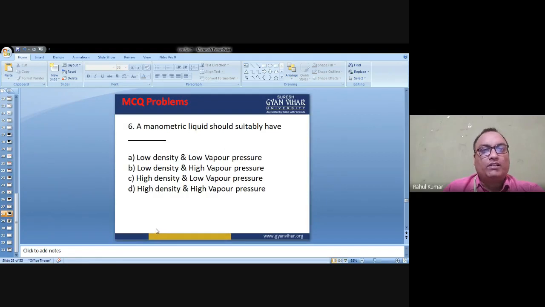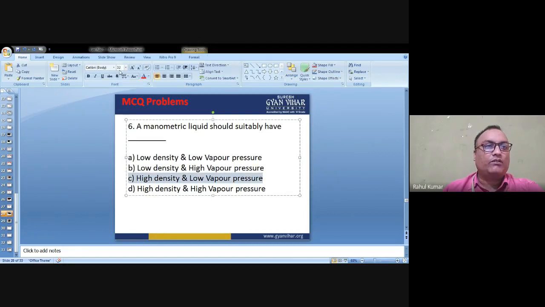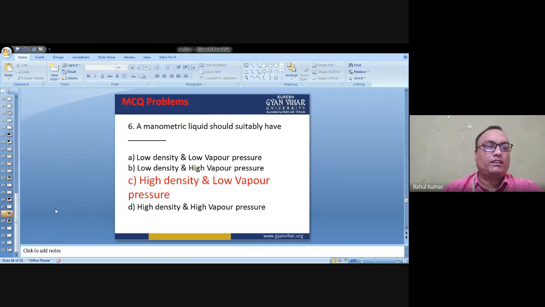A manometric liquid should suitably have: low density and low vapor pressure, low density and high vapor pressure, high density and low vapor pressure, or high density and high vapor pressure. The correct answer is high density and low vapor pressure, which is suitable for a manometric liquid.